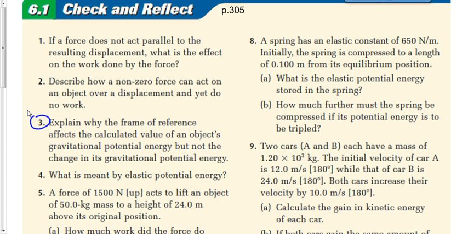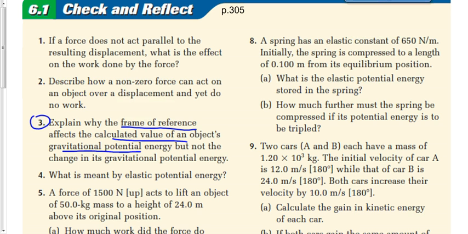In that quiz, you had the ball on the desk. Well, it has zero potential to fall to the desk, but it does have potential to fall to the ground. So we have to define whether it's relative to the desk or to the ground. Does it have potential to fall somewhere, or does it not have potential to fall somewhere? So that's why we have to have a frame of reference, and that's why it affects the calculated value of the object's gravitational potential energy.